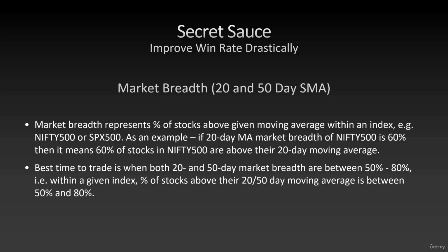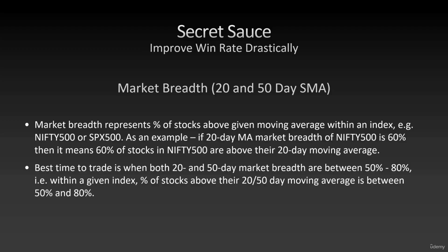If the market breadth is less than 50%, that basically means less than half of the stocks are above their 20 or 50 period moving average, which is not really ideal. So the market is not very strong. It's actually getting weaker, right? At that time, if you take a trade, chances are it may not really work for you. So the ideal range for this strategy, or in fact for any long swing strategy, is when the 20 period and 50-day period market breadth is between 50 to 80%.